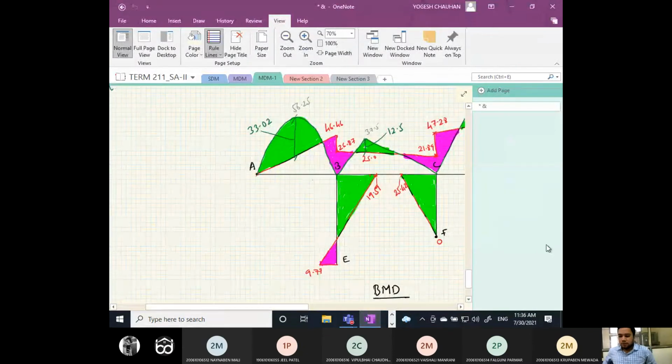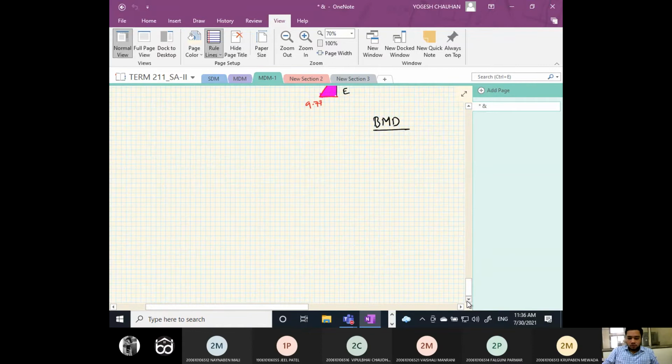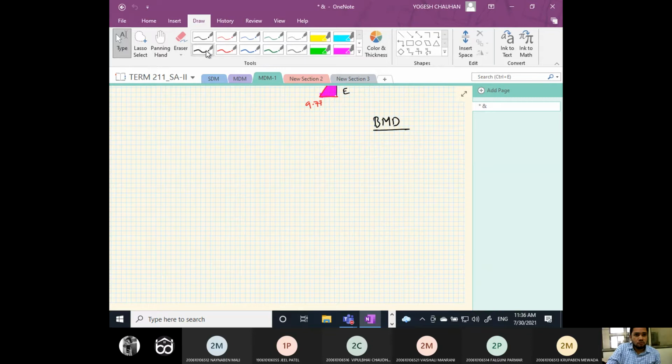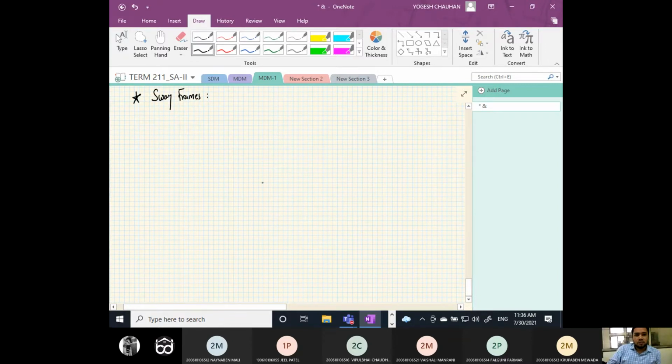So in the previous class, we have solved one example related to non-sway frame. Today we'll start with sway frames. So as we know, sway frames displace laterally under the action of given loads.